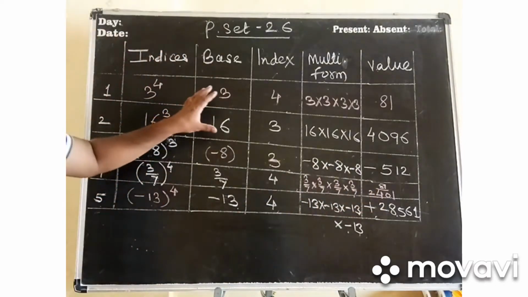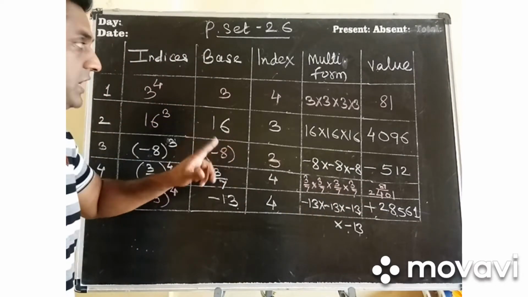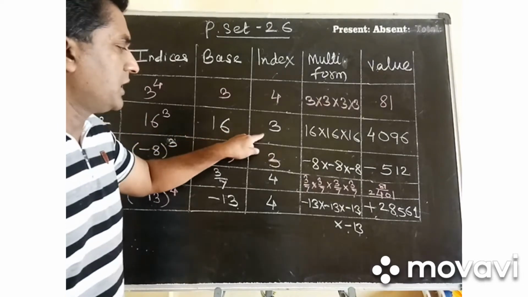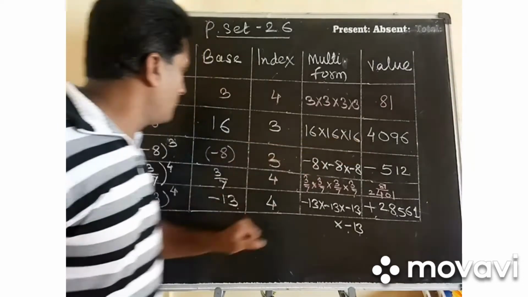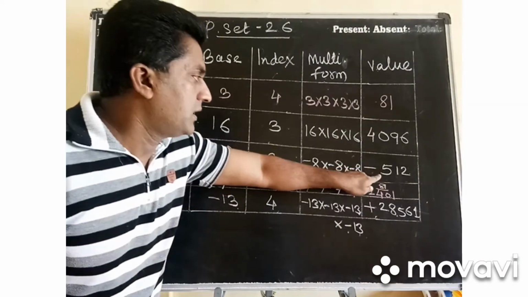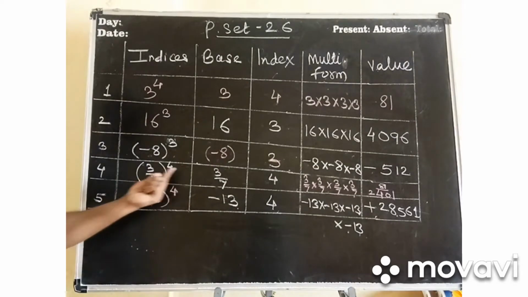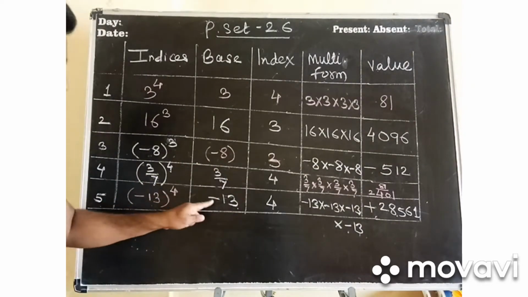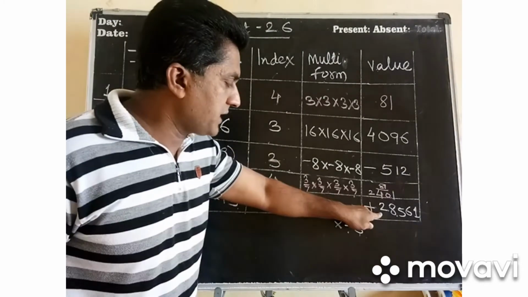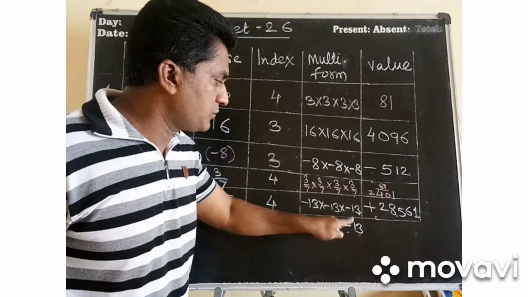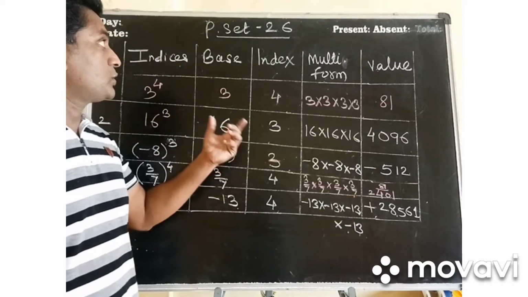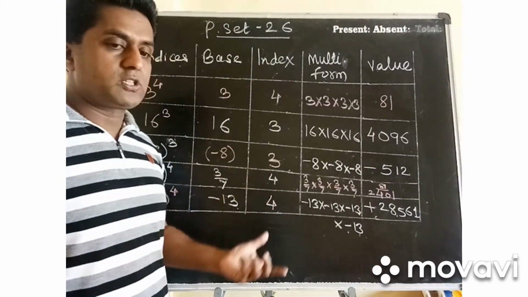So wherever I have written with white chalk, that is your answer. Means which is your answer? Base, index, multiplicative form, its value. And here indices form, multiplicative form, answer. Here indices, base, index, and here base, index, multiplicative form, and its answer. Here space was not sufficient, so I have carried it here 1, 2, 3, 4. See here 4 times. So this was your practice set 26, the first question.